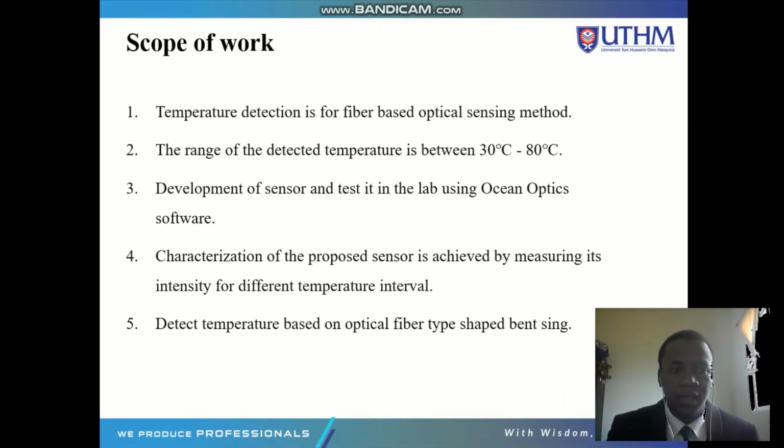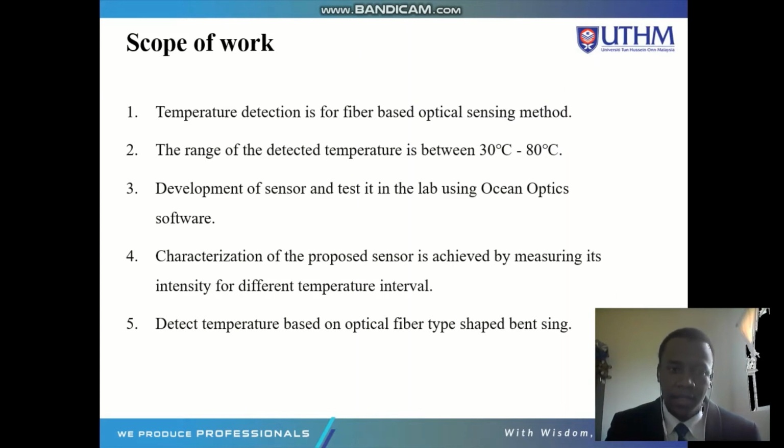So what are our scopes? In this project we have about five scopes. The first one is the temperature detection, using a fiber-based optical temperature sensor method. The range of the temperature is from 30 to 80 degrees Celsius, or from ambient temperature to 80 degrees Celsius.